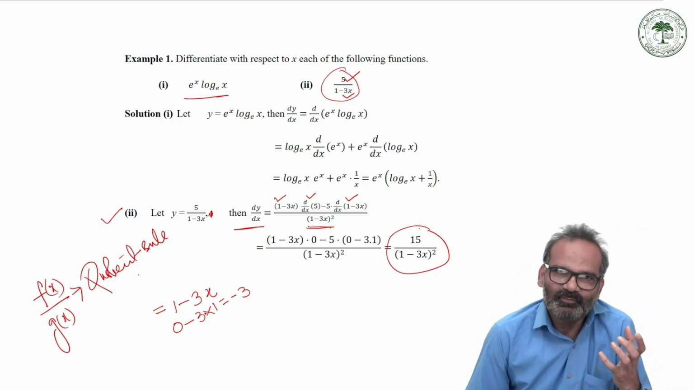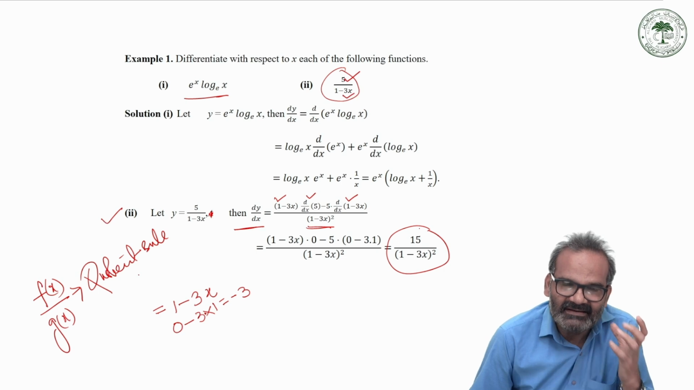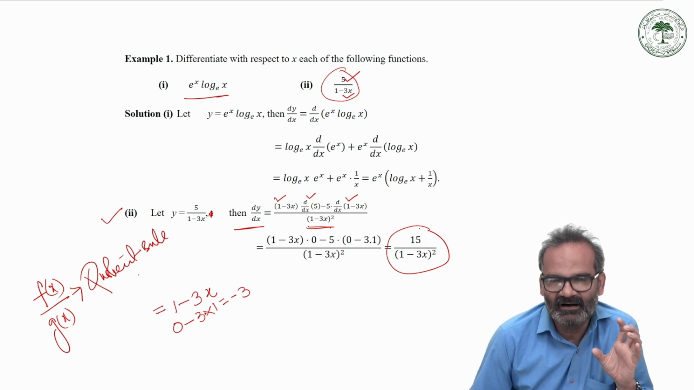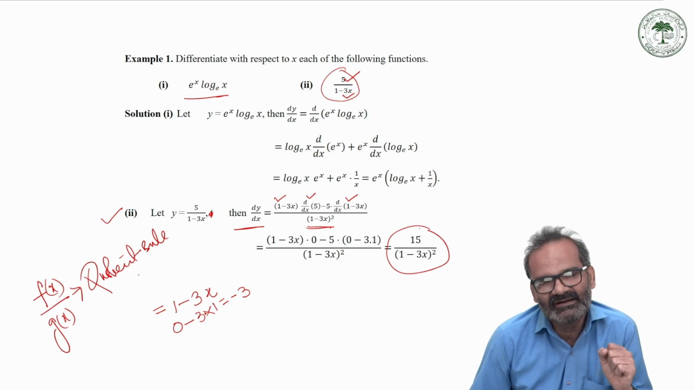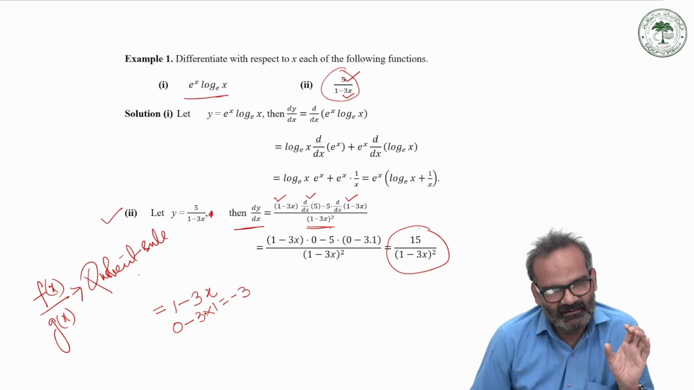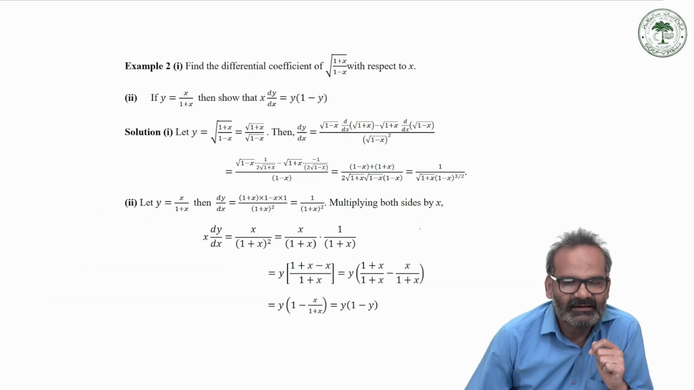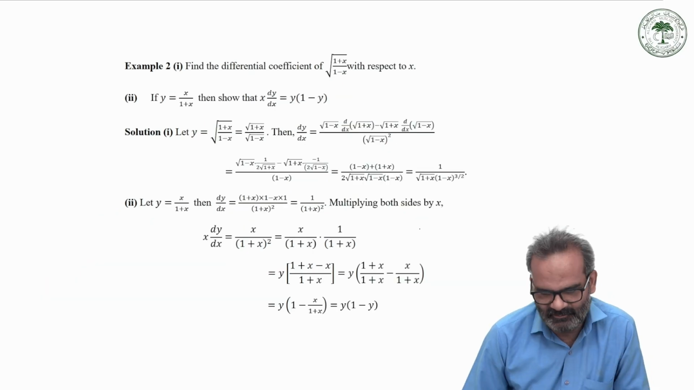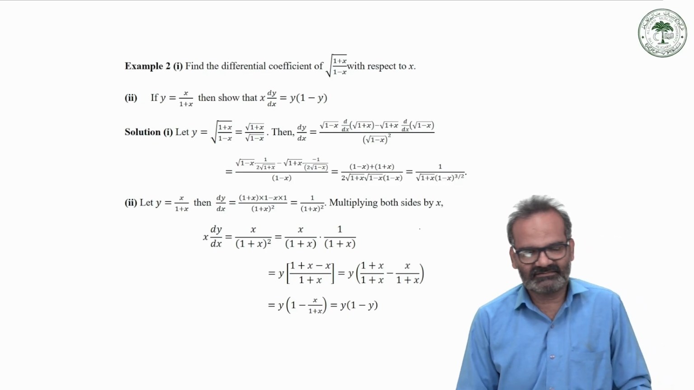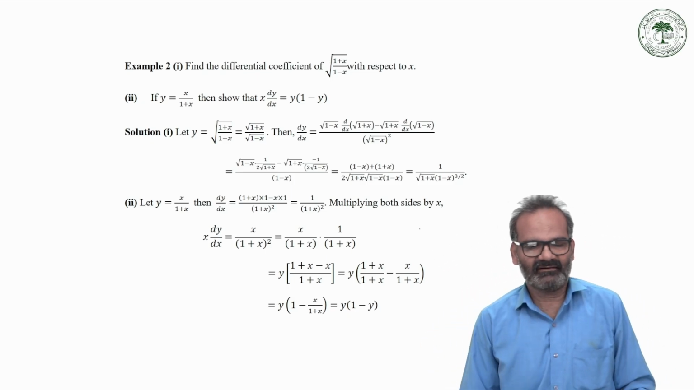Right? And hope you will understand the idea, the approach of these two methods or rules, which are respectively known as the product rule as well as the quotient rule, by these two examples. Let us take some more examples to understand the things very clearly.